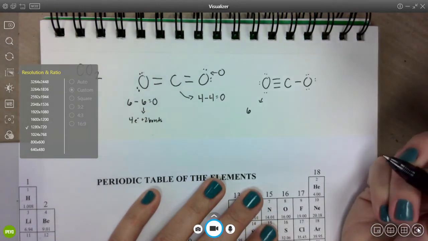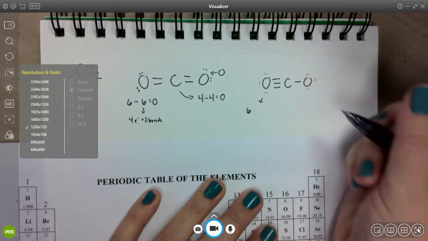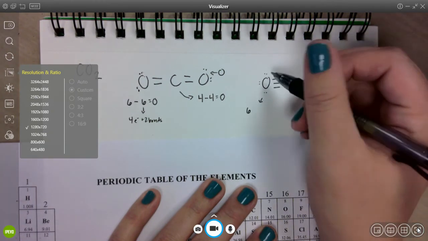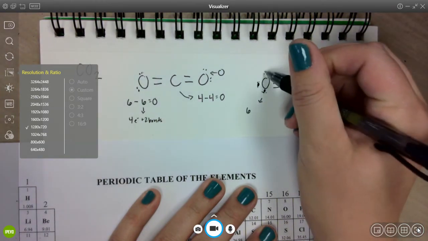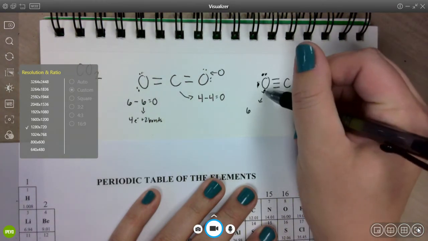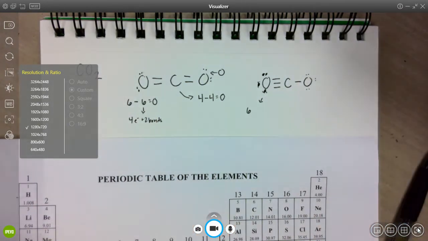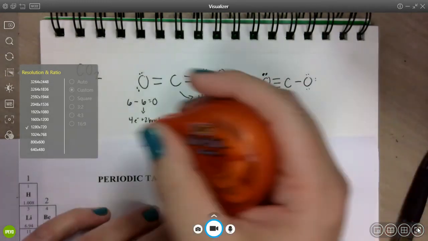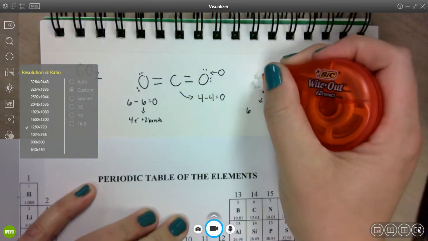I start with 6 valence electrons that oxygen brings to the party, but in this situation, oops, I screwed up the Lewis structure on that. That's not great. Okay, there's only 2 dots there. Ignore my mess. Hold on. This is going to be confusing. Make those disappear.